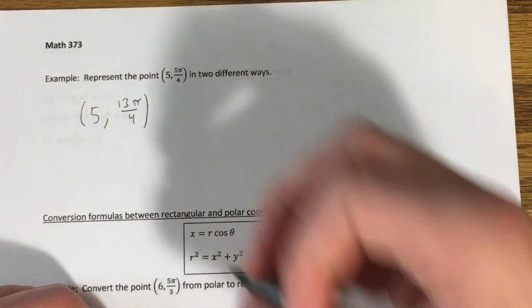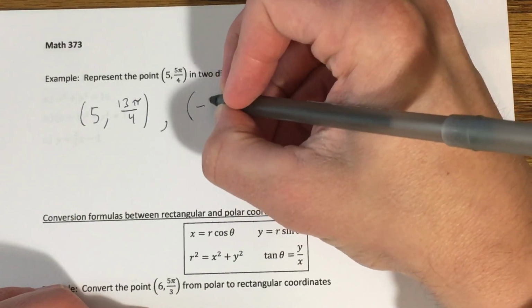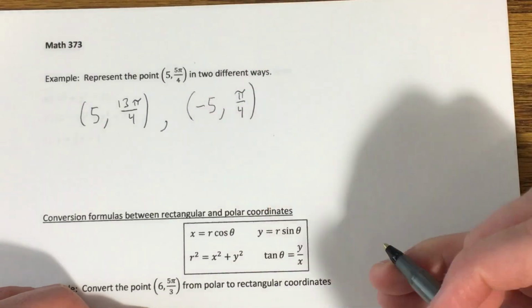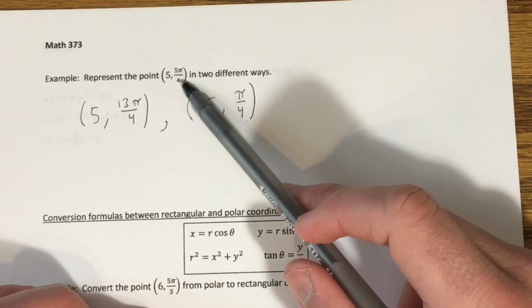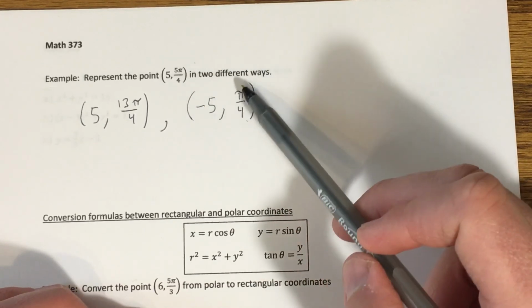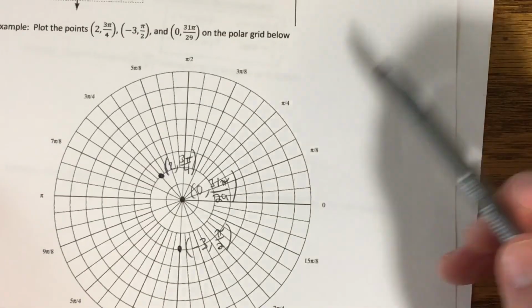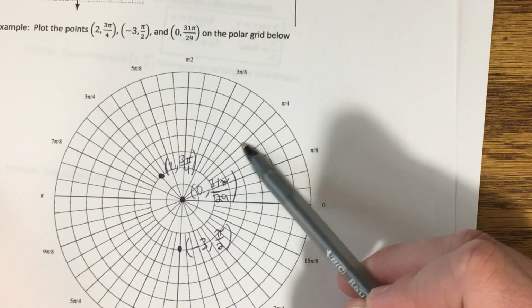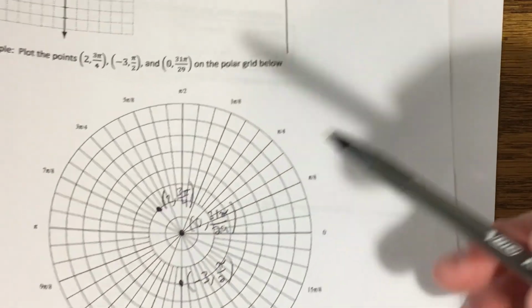But I want to try a different approach. Another representation that I could use is (-5, pi over 4). In this case, pi over 4 is not coterminal to 5 pi over 4, but it is pi radians away from this, or 180 degrees away. So if I were to plot this point, I'd look for pi over 4, which is here, go 5 units out, 1, 2, 3, 4, 5. And then because I had a negative 5 for r, I would have to reflect that, taking me back to the point that we were working with in the first place.